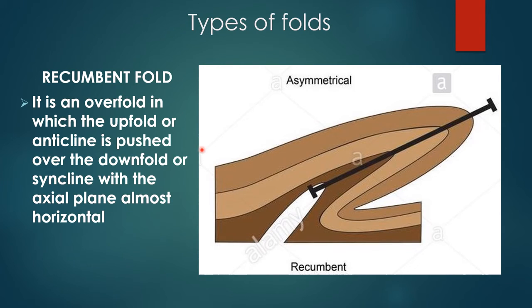Now let's talk about a recumbent fold. In a recumbent fold, it's part of an overfold, but it has been pushed over, the upfold has been pushed over the downfold, so much so that the anticline is in an axial plane. So the anticline is pushed over the downfold. This is the anticline. It has been pushed over and the axial plane is almost horizontal. Look here, it's almost horizontal. The axial plane here is almost horizontal. That's why we are talking about a recumbent fold.